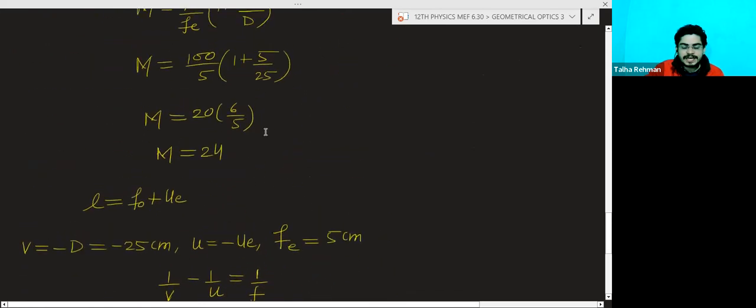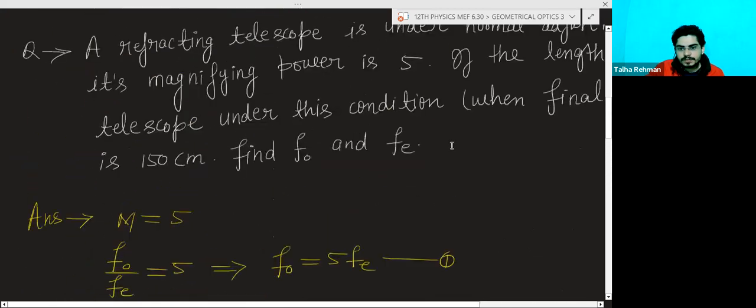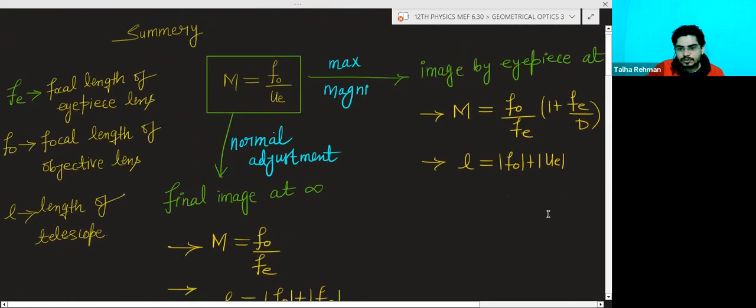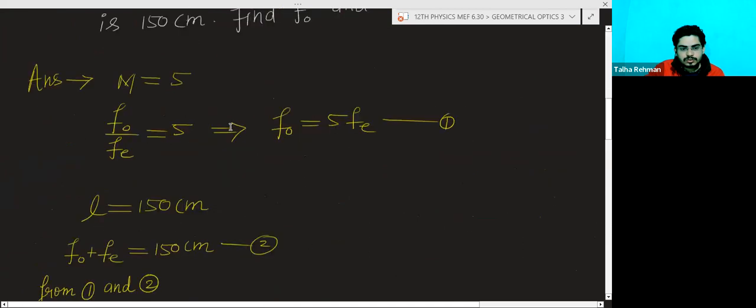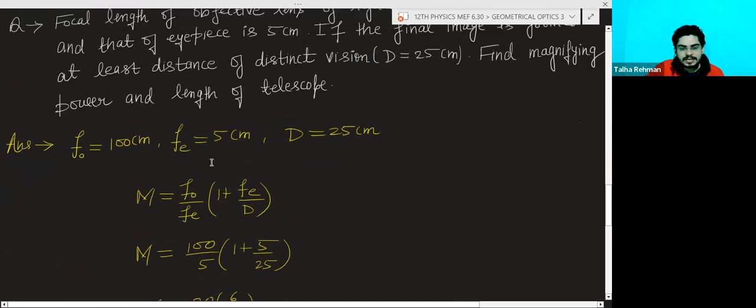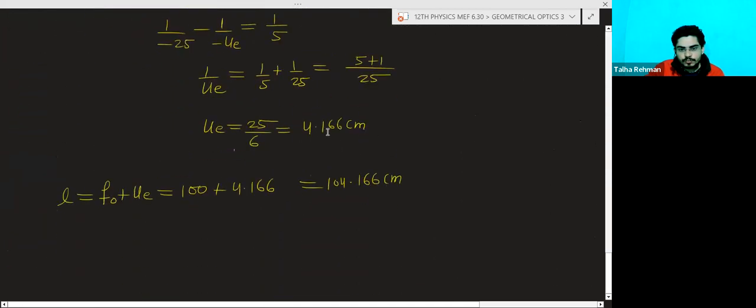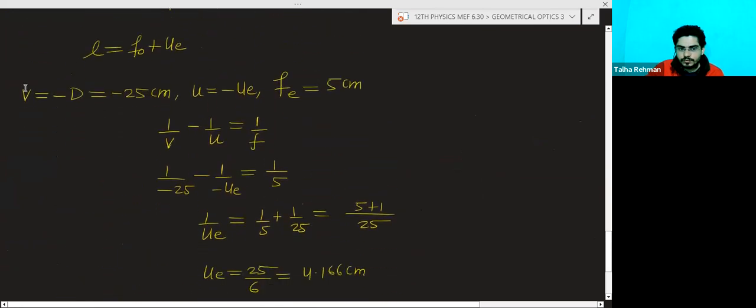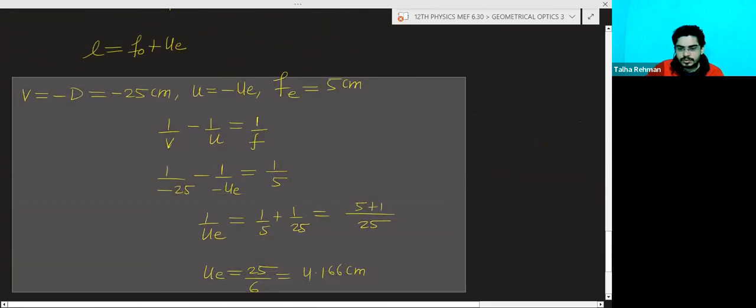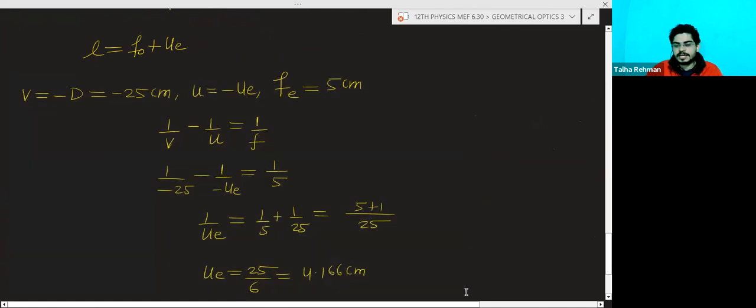And what is the length of the telescope in this case? In maximum magnification, it is FO plus UE. So FO we have 100 and UE we have 4.166. So it will be 104.166 centimeter. So you have to focus here. Revise the notes again if you are not understanding how this is D.